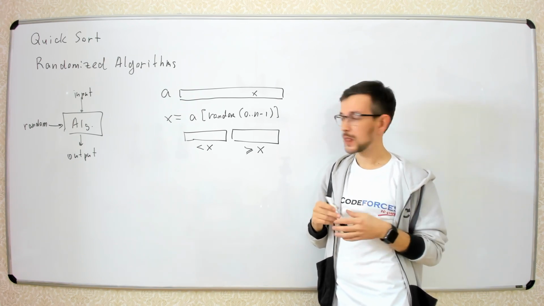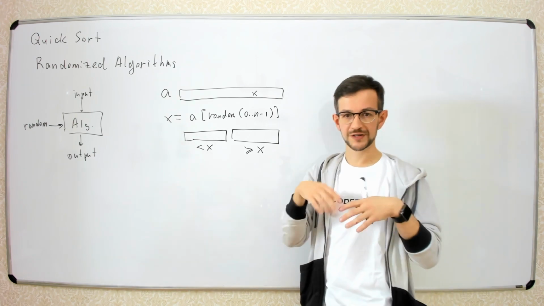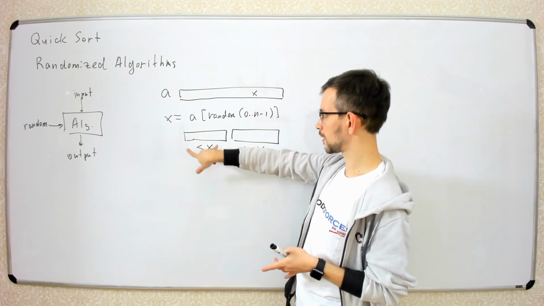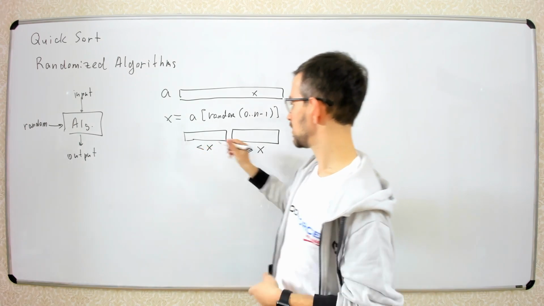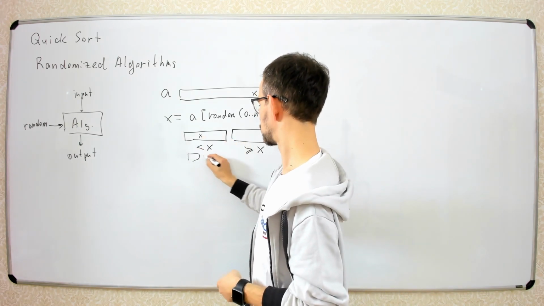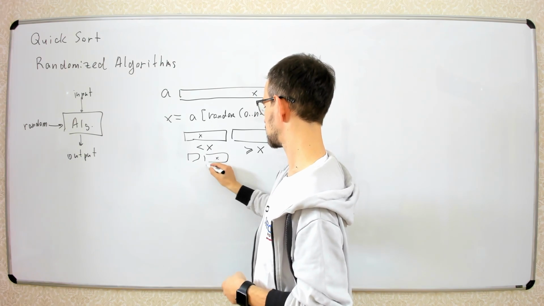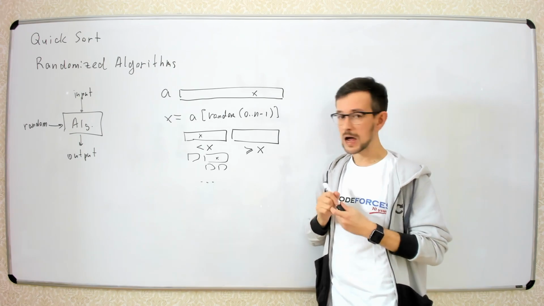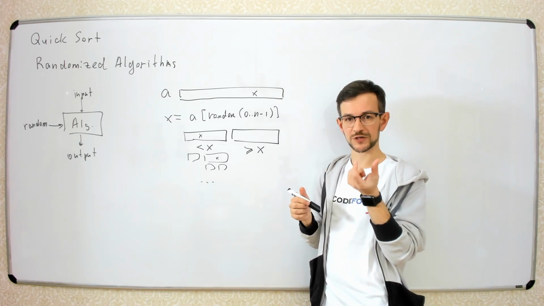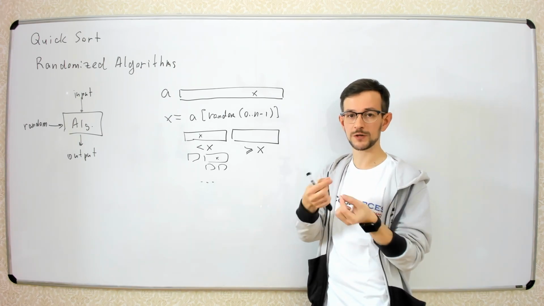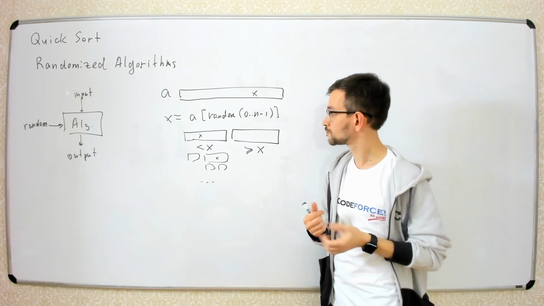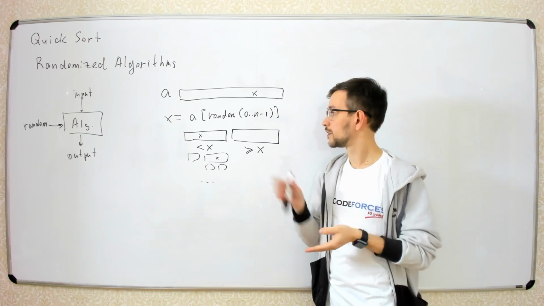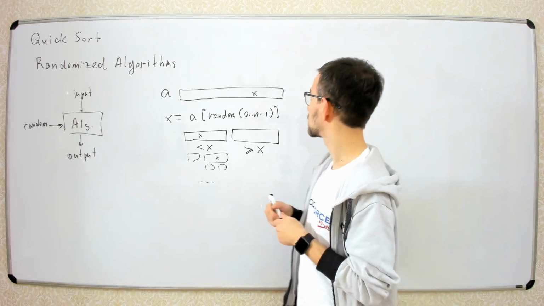Now, what can we do? We can call the same algorithm recursively for both parts. So we call it again for this part. Again, we pick some random element and split into two parts. Again, pick some random element, split into parts, and so on, until we have an array of size 1. When we have an array of size 1, it's already sorted. That's all. That's how the Quicksort algorithm works.